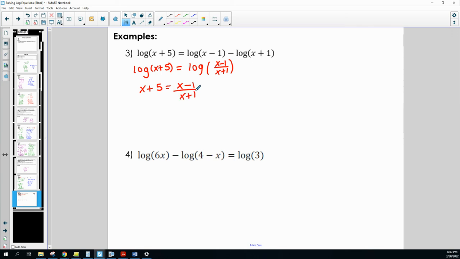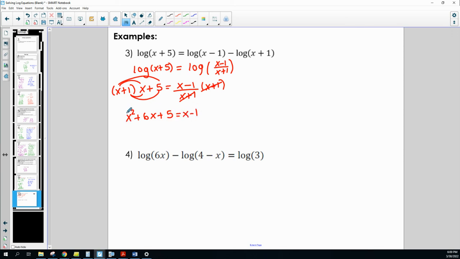So I want to get rid of the x plus 1 in the bottom. So I'm going to multiply by x plus 1 in order to cancel it on the right, which means I also have to multiply it by x plus 1 on the left. So I need to FOIL the left-hand side. So I get x squared plus 6x plus 5 equals x minus 1.